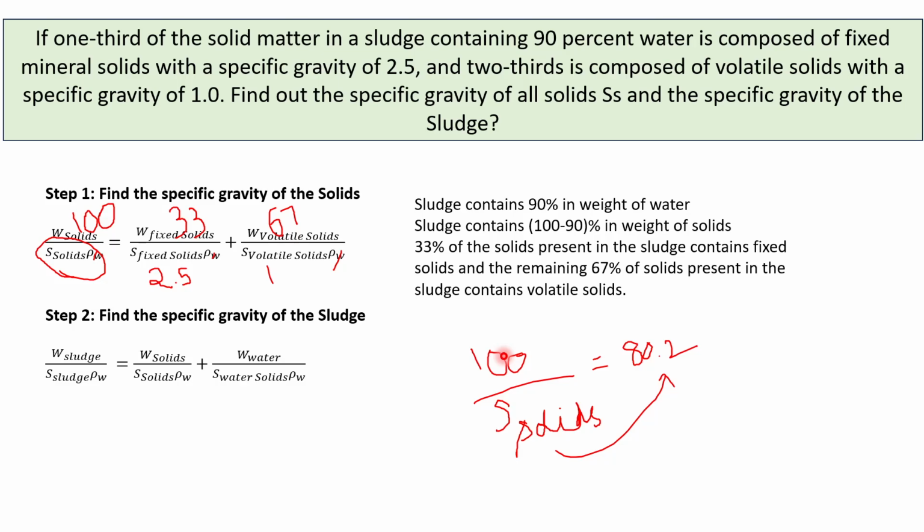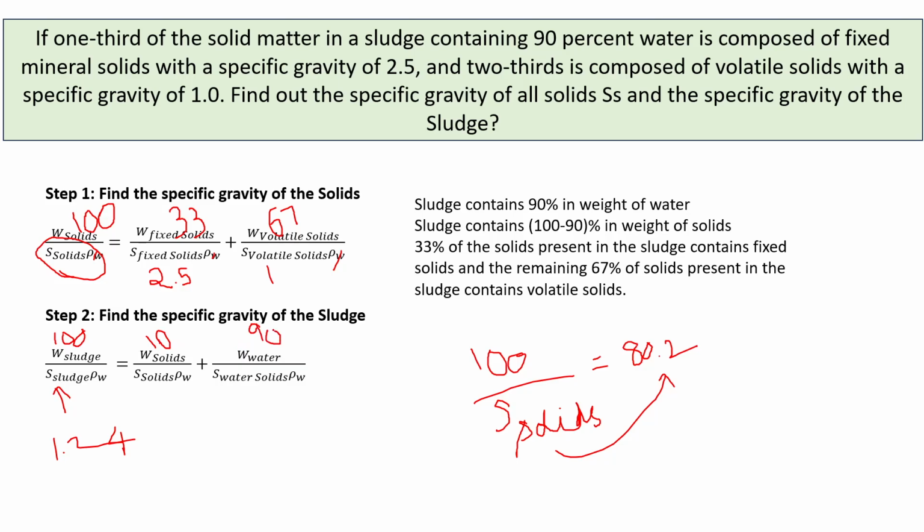Ma'am, 1.24, ma'am, answer. 1.24. Super. Okay, correct. Now you apply this concept for the second step and tell me the answer. Assume the weight of the sludge is equal to 100. Wait, I'll write it down for you also. So this will be 1.24. Weight of solids is 10%. Water is 90.